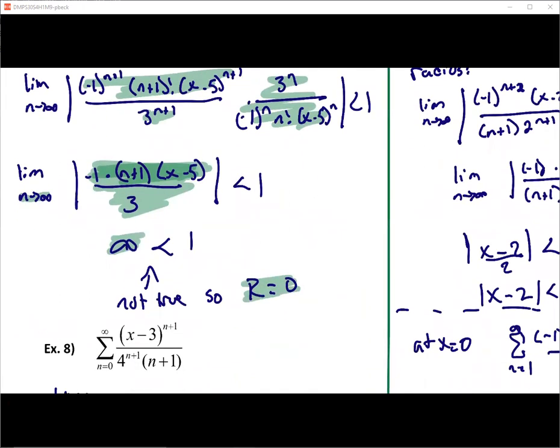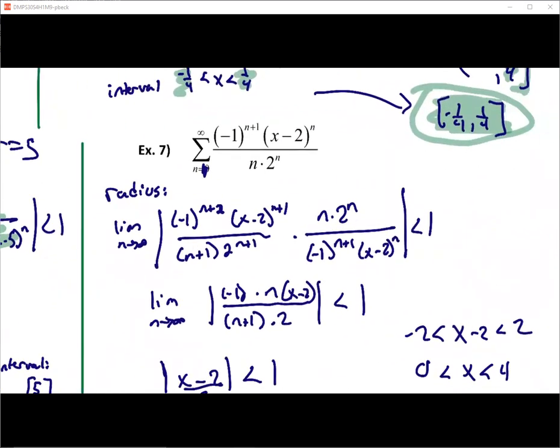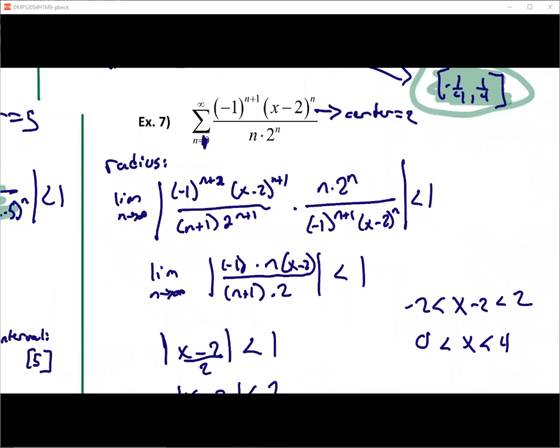So what that means is the only interval of convergence, I don't really like writing it this way, but our only interval of convergence is just at x equals 5. How did I know x equals 5? That was my center. I meant to say that earlier. Hopefully all of you are identifying what the center is. So on example number 7, let's do that right away. Center is 2. Now that I have my center is 2, then let's go ahead and find the radius of convergence. So the limit of the next term divided by the previous term.